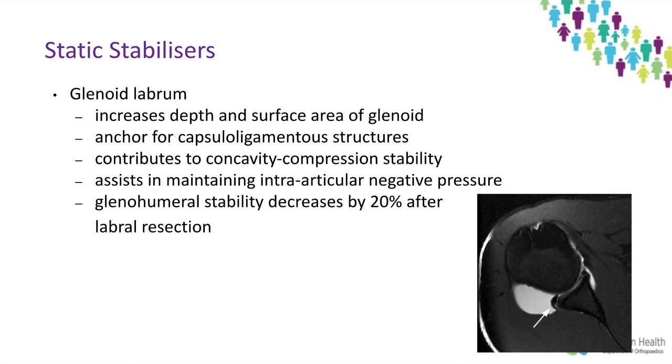The glenoid labrum works to deepen the glenoid and increase the surface area. It's an anchor for the capsulo-ligamentous structures. It contributes to the concavity compression stability and assists in maintaining an intra-articular negative pressure. If the labrum is resected, the glenohumeral stability decreases by 20%.